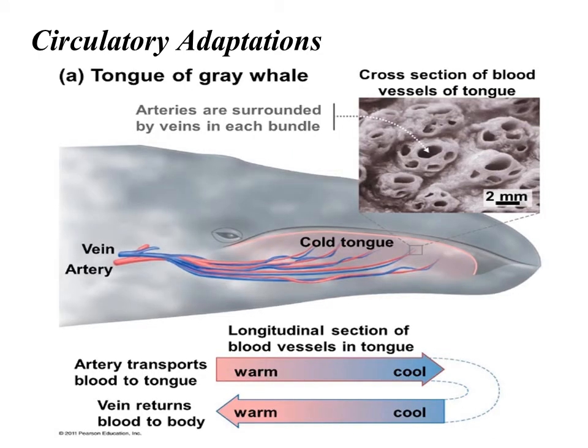So countercurrent exchange happens in whales' tongues. Okay, this is an example. As blood flows to the tip of the tongues, it is very warm because it's coming from the center of the body, and it flows parallel to blood flowing back to the body, which is cool. As the blood flows to the tip of the tongue, it heats up the blood returning to the body, exchanging the heat in order to save energy and conserve heat.